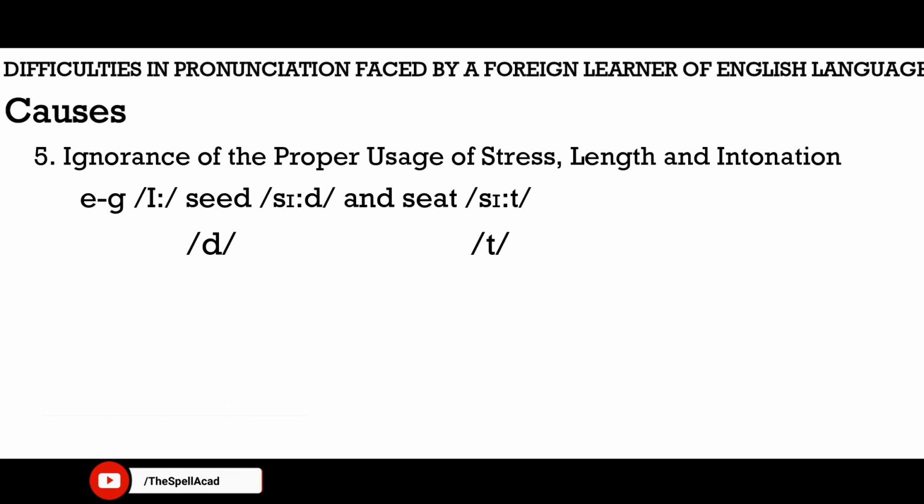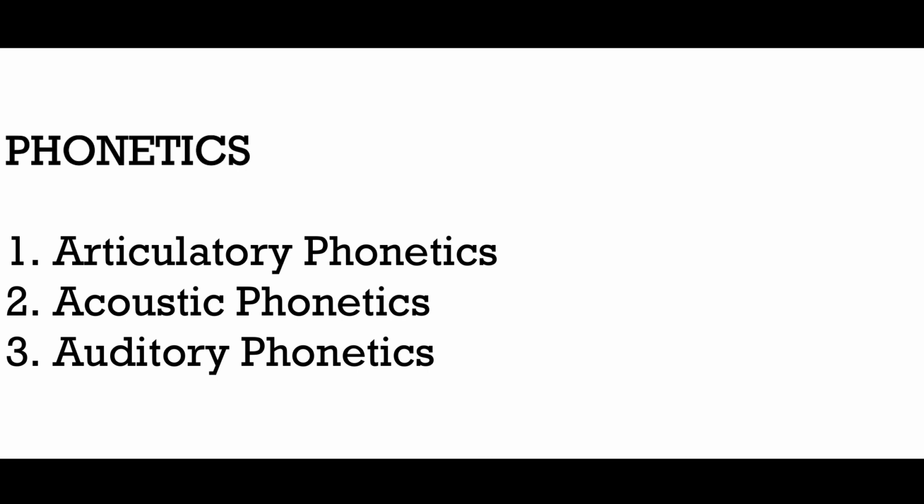In seed and seat, we pronounce this vowel sound in the same way in both the words, although this vowel is not pronounced in the same way in both. As we said, it will be relatively shorter when followed by a voiced consonant, so it would be seed and seat. So there is a slight difference in the pronunciation of this vowel sound, but we are ignorant of this proper usage of length and intonation, which is also one of the causes that create difficulties in pronunciation for a foreign learner of the English language.